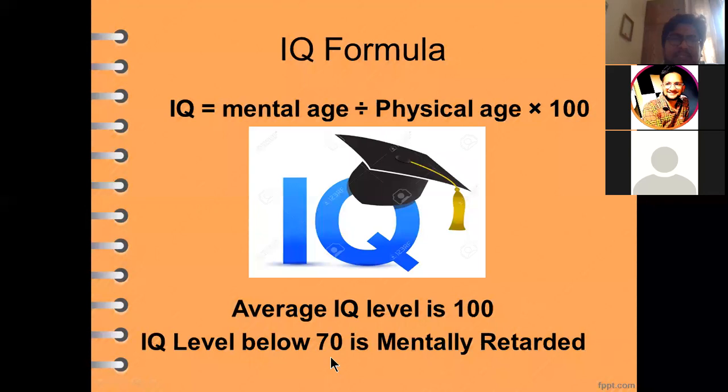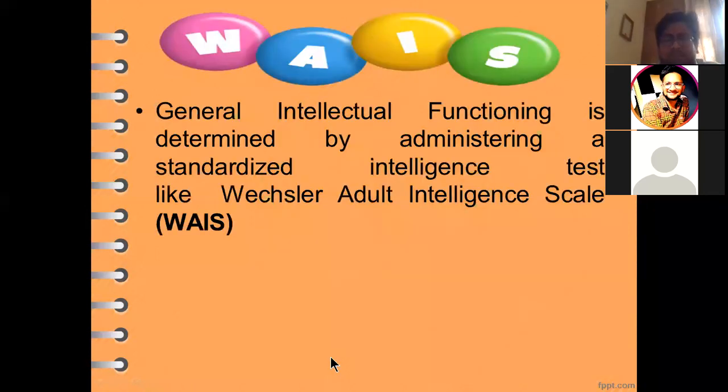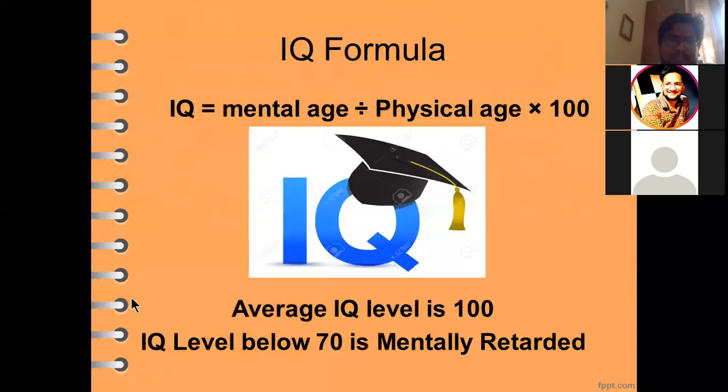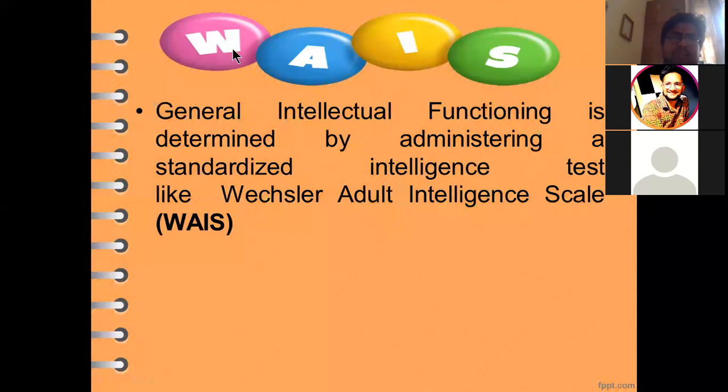Okay. Next thing we will see. You may want to ask me, sir, how can we assess the mental age? You can see in the formula, mental age divided by physical age. Physical age is your actual age at present. So what is mental age? How can we calculate the mental age? Mental age is calculated with the help of a rating scale.